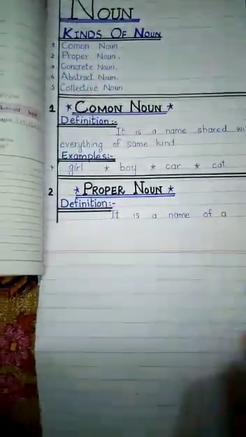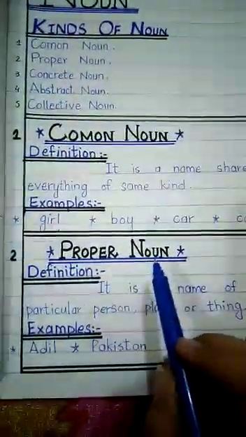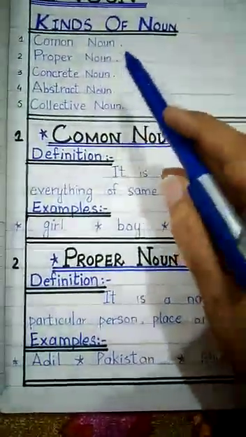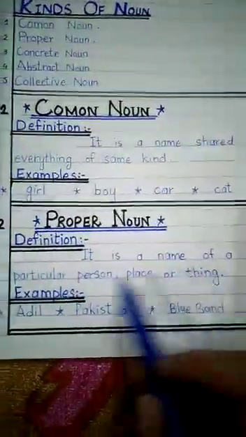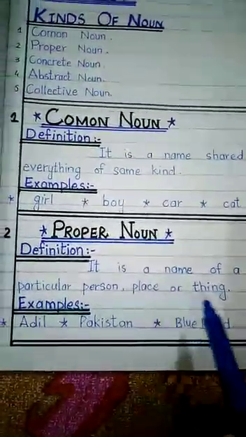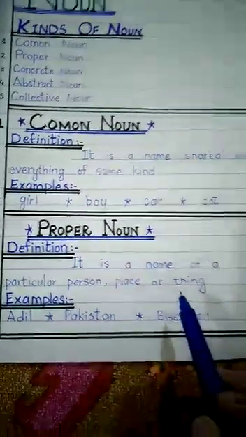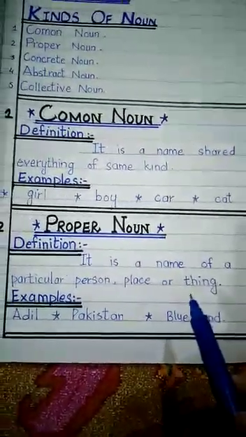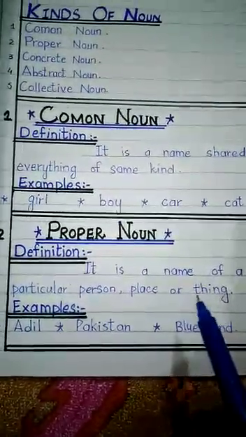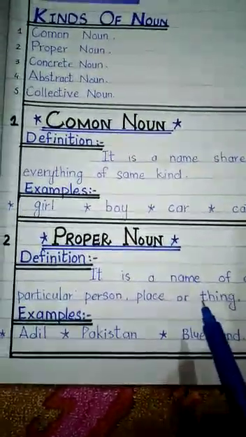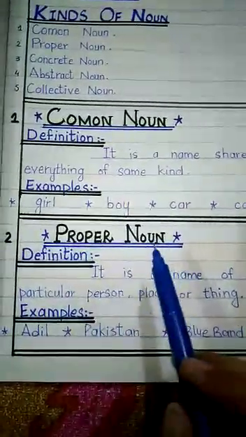So now let's do the next one. Then we have number 2, that is proper noun. Here we have done common noun, now it's time to do the proper noun. It is a name of a particular person, place or thing. The names which are being specified, which have some value or importance, are called proper nouns.